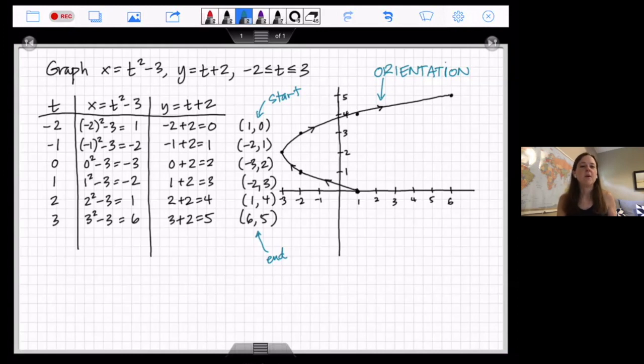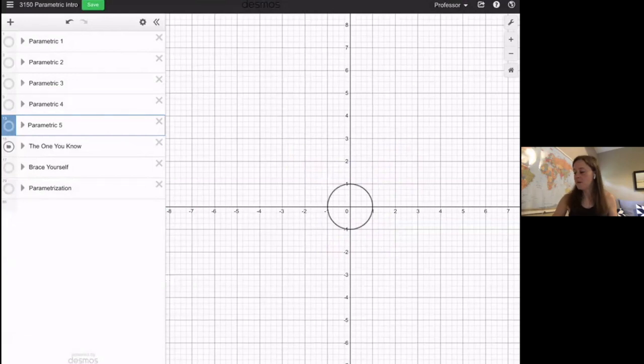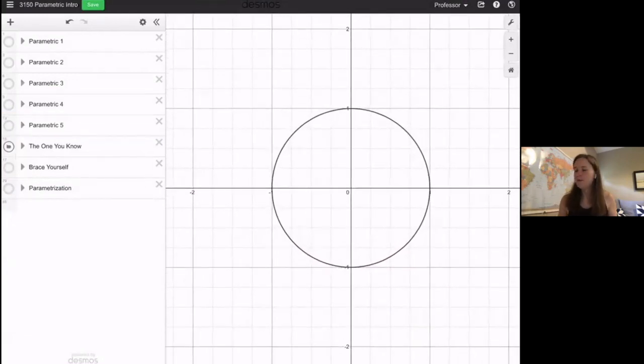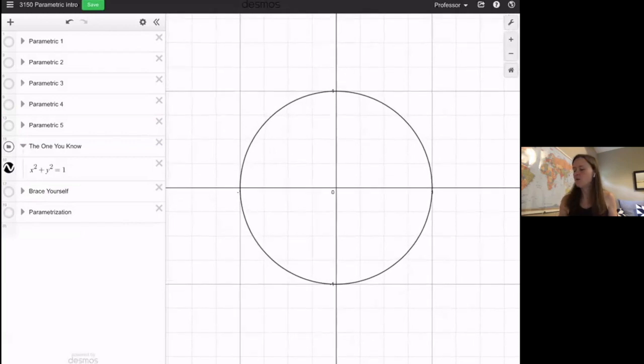So now I want to go back over to Desmos and show you something else, because it turns out that there is a curve that you already know how to parameterize. You just don't know that you know it. All right, so the one that you know is this guy. I'm going to zoom in on him. Okay, and if I show you the rectangular equation of this, you're not going to be surprised, because you know everything about conic sections from section 9.1. All right, so that's x squared plus y squared is equal to 1. So it's just a circle centered at the origin with a radius of 1.